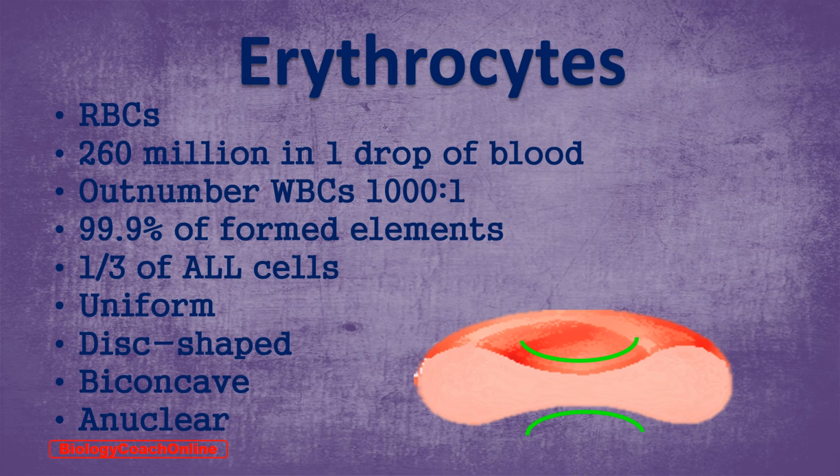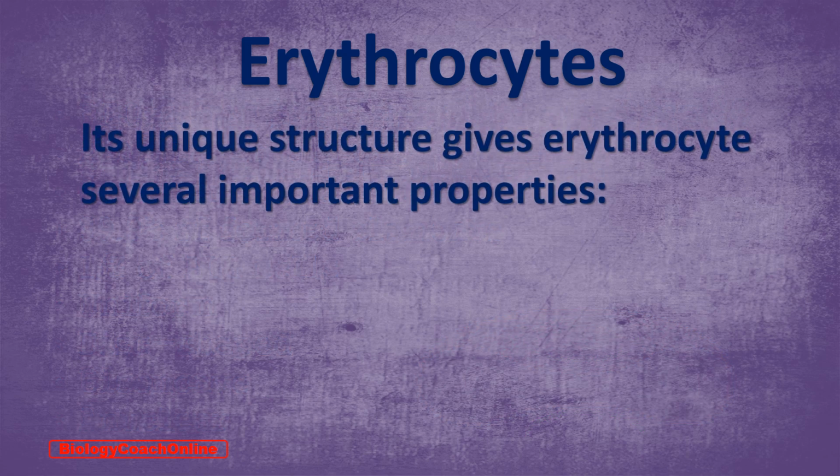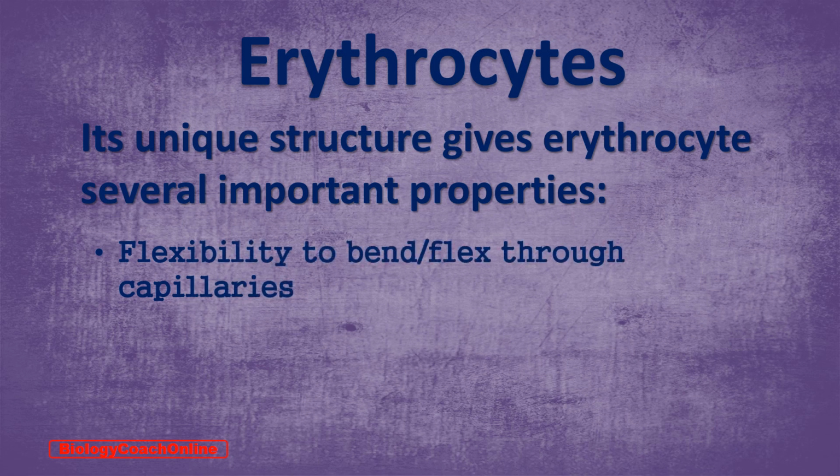Due to its unique shape and structure, remember that red blood cells are anuclear, biconcave discs. Erythrocytes have several very important qualities. First, red blood cells are extremely flexible. In other words, they are able to bend and fold on themselves, which allows them to very easily squeeze through tiny spaces, well, like capillaries, which can be as narrow as 4 micrometers.